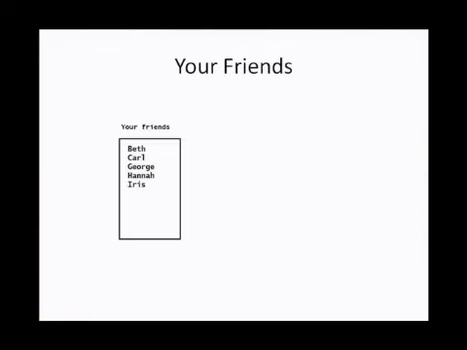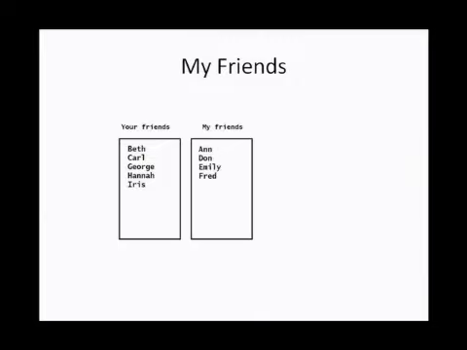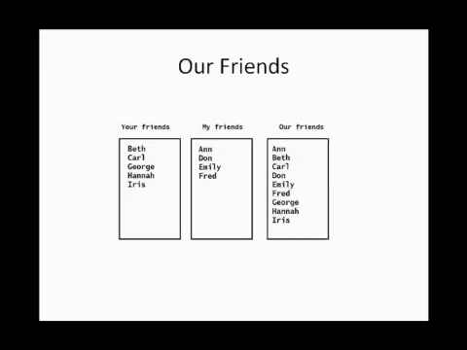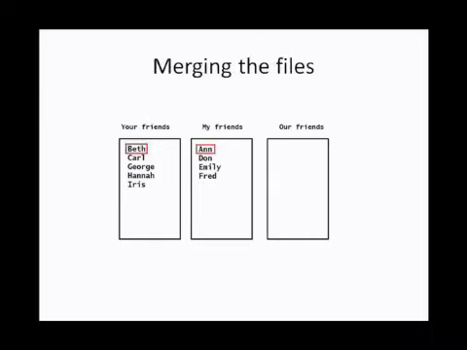For example, let's take a simple file that just stores the first name of your friends. You have 5 friends and they're in alphabetical order. Suppose I also have a file of friends and my friends are in alphabetical order. What you might want to do is create a merged list in which all the names are in alphabetical order and the merged file contains each record from the first 2 files.